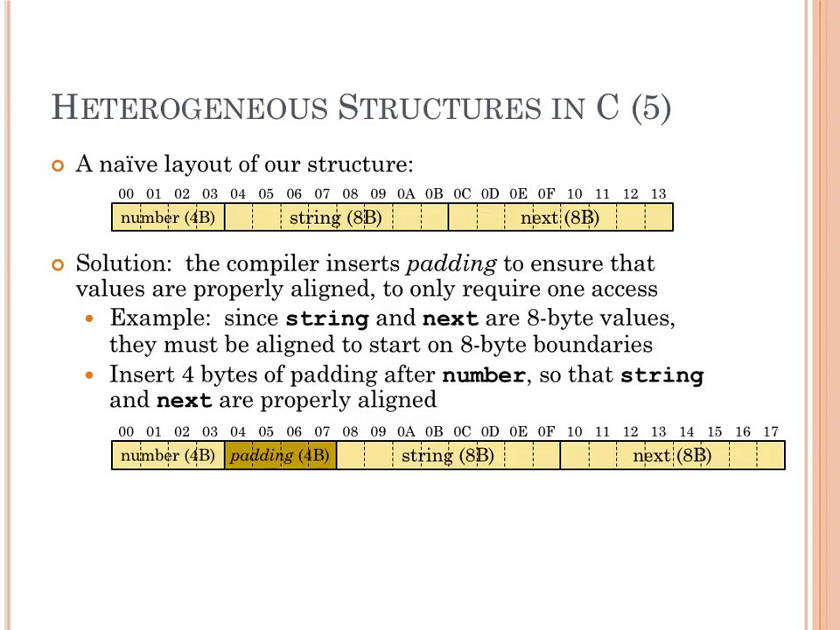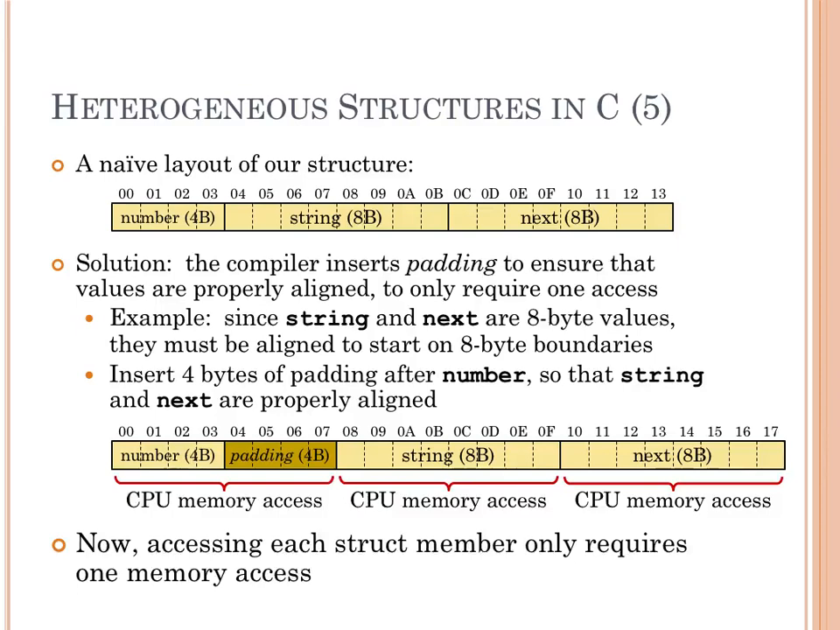So string and next are 8-byte values, so they should be aligned to start on 8-byte boundaries, so we just shove in 4 bytes of extra padding. And now, when we access these things, we always get a 1 read or a 1 write access. How cool is that? Any questions?